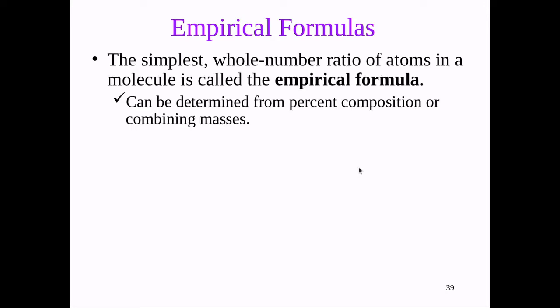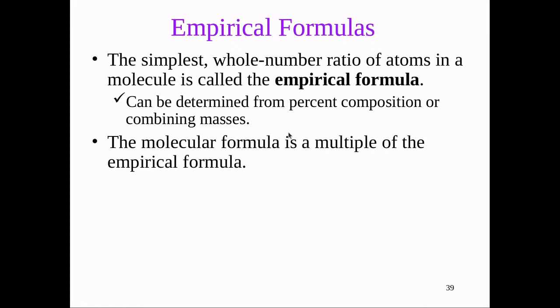The empirical formula is the simplest whole number ratio of atoms in a molecule. It can be determined from the percent composition or by combining masses, so basically knowing what the mass of each constituent element is. The molecular formula is some multiple of the empirical formula.